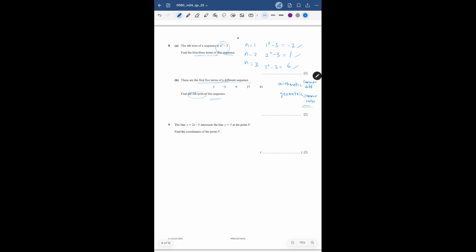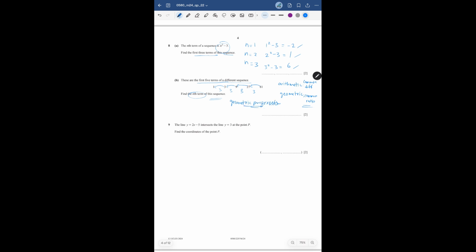3 divided by 1 is 3. 9 divided by 3 is 3. 27 divided by 9 is 3. 81 divided by 27 is 3. So, of course, it's a geometric progression.